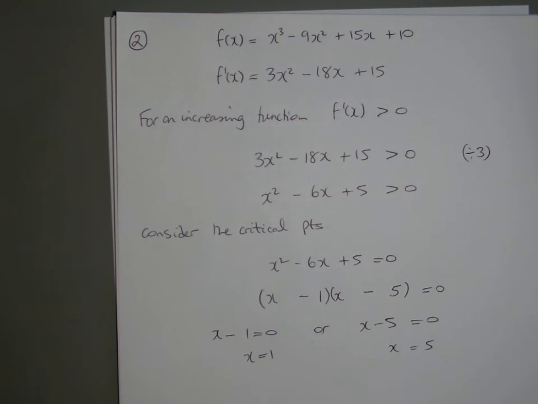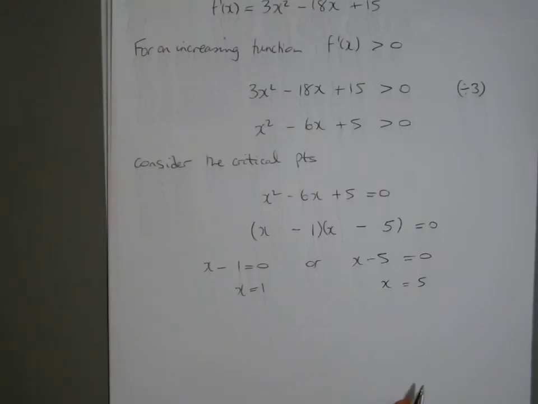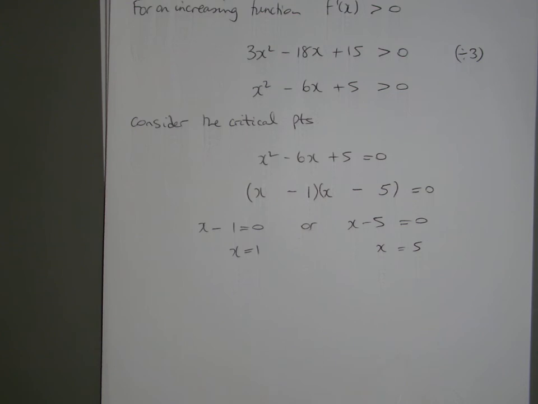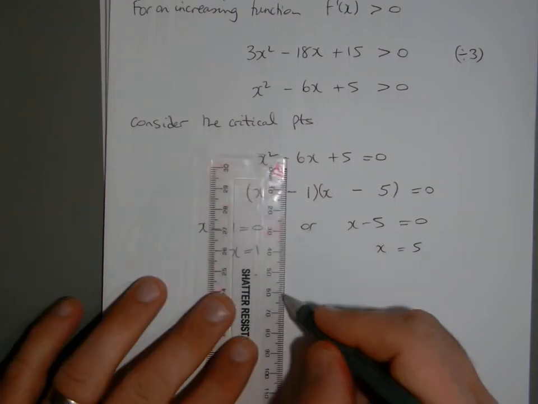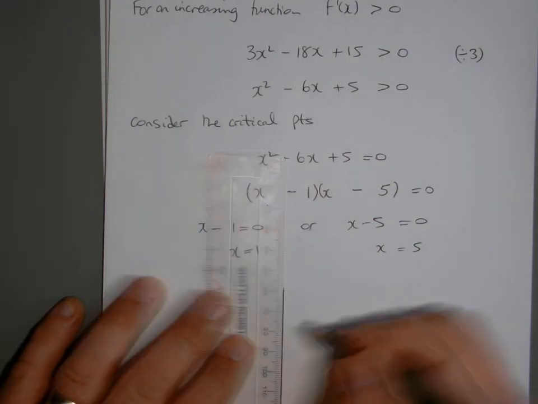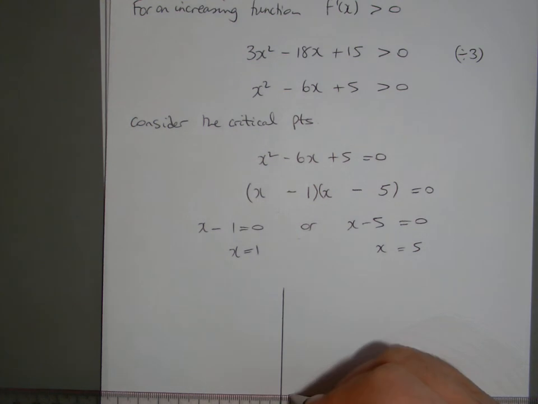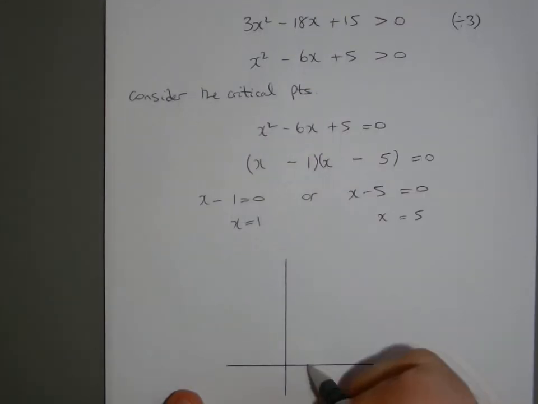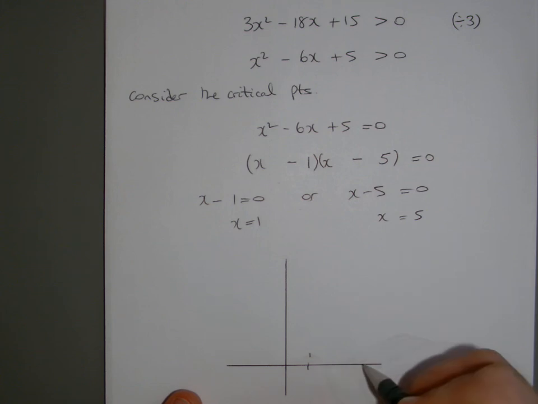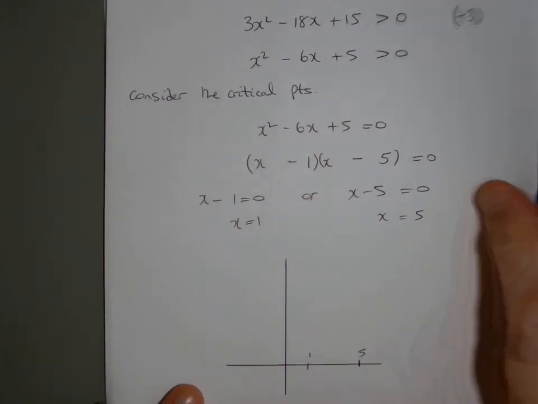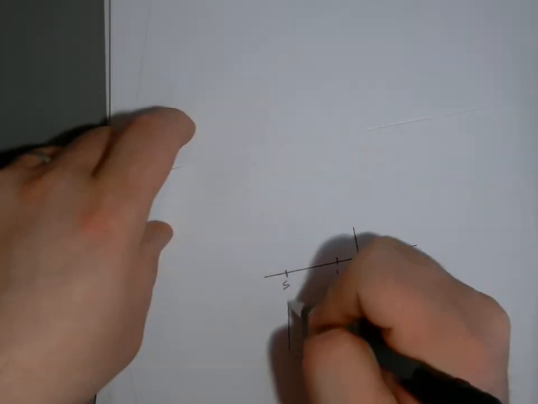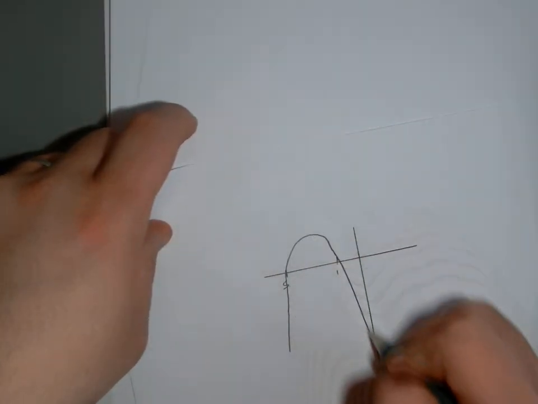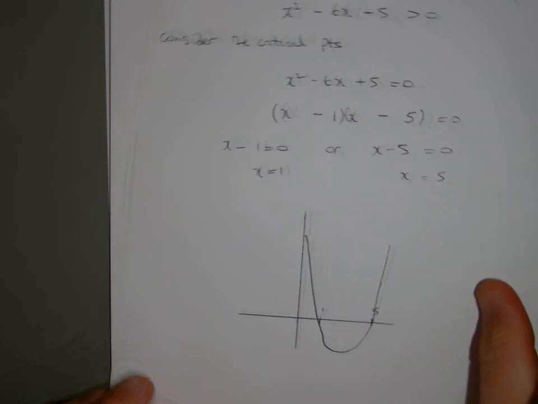What I'm going to do then is draw a quadratic graph. So, smiley face. And we know it goes through the x-axis at 1 and 5. So if I turn that around, it's easy for me to draw a smiley face. Not the best drawing, but it'll do.